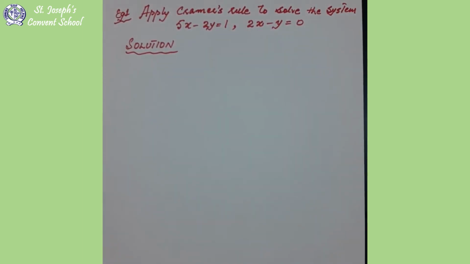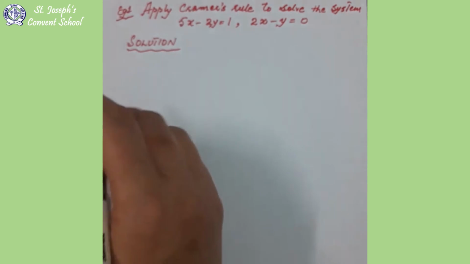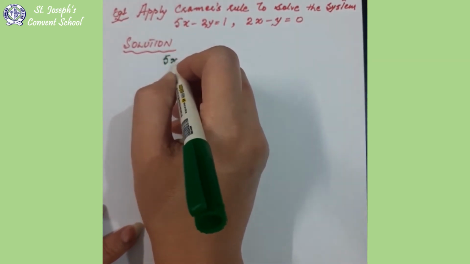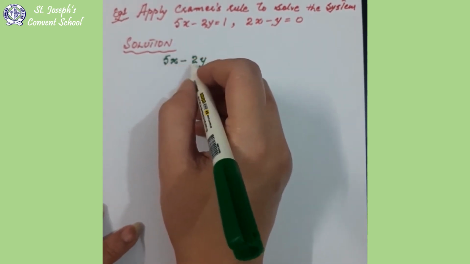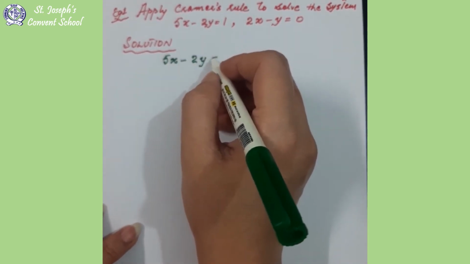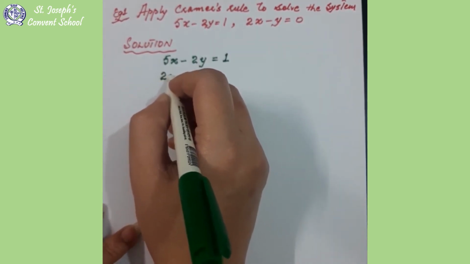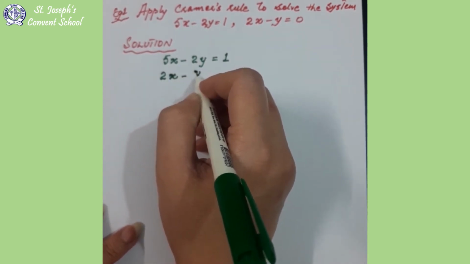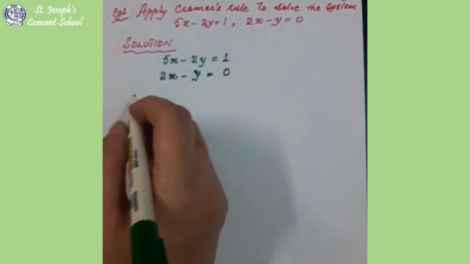Okay, now the question is: apply Cramer's rule to solve the system. Two equations are given. You will compare them with a1x minus b1y equals c1, and a2x minus b2y equals c2. So let's write the values.